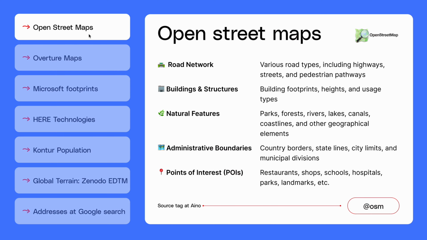Okay, let's start with OpenStreetMaps. At aino, OSM is a default source for most data layers, like streets, administrative boundaries, footprints, natural features, and more. To extract data specifically from OSM, put @OSM at the end of your request.